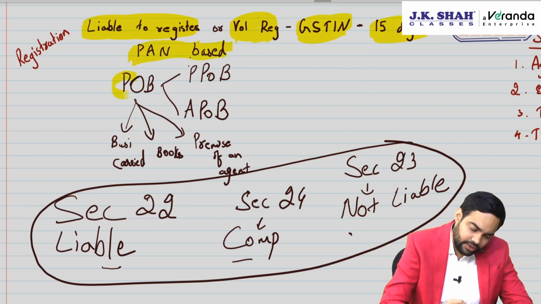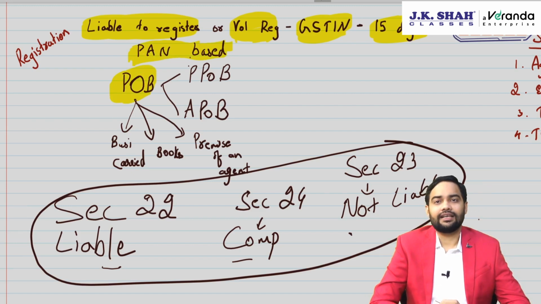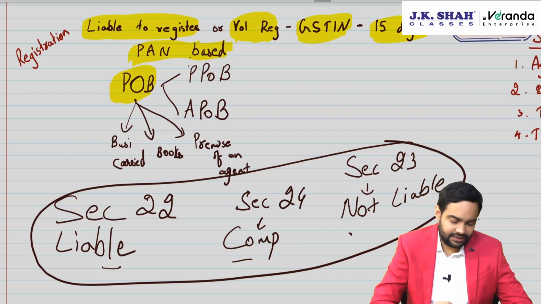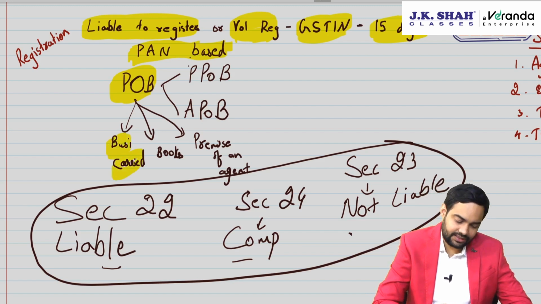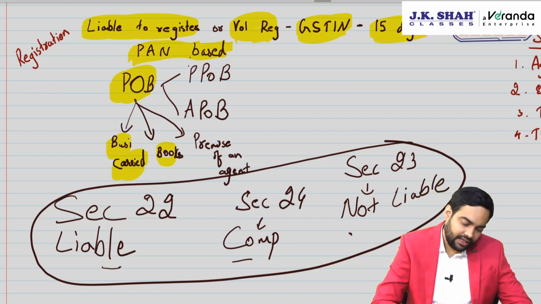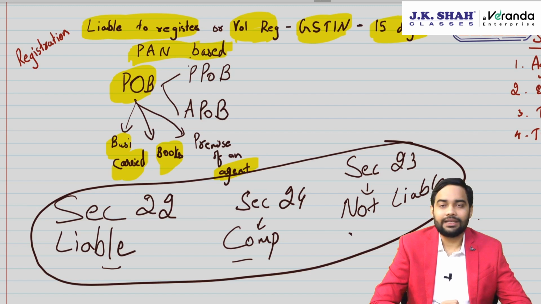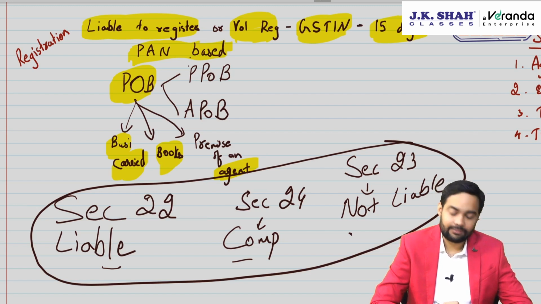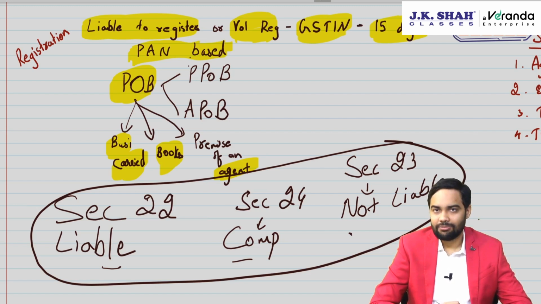So, you take registration and mention the place of business. Now, place of business is defined in the law. Place of business is a place from where business is carried on, and it includes a godown, warehouse where goods are stored or goods or services are received. It includes a place where books of accounts are kept, and last one, premise of an agent from where principal is making taxable supplies. Now, place of business can be of two categories.